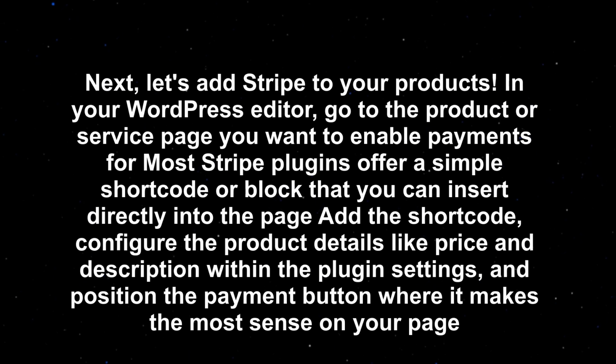Next, let's add Stripe to your products. In your WordPress editor, go to the product or service page where you want to enable payments. Most Stripe plugins offer a simple shortcode or block that you can insert directly into the page. After adding the shortcode, configure the product details, price and description within the plugin settings, and position the payment button where it makes the most sense on your page.